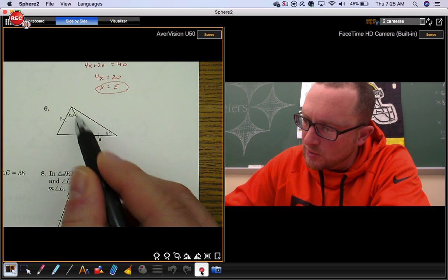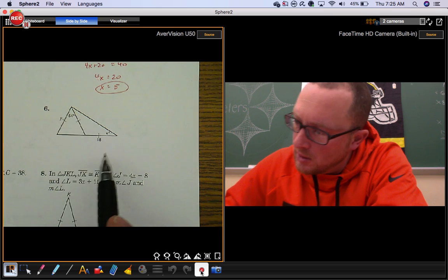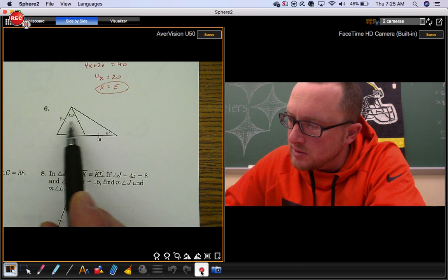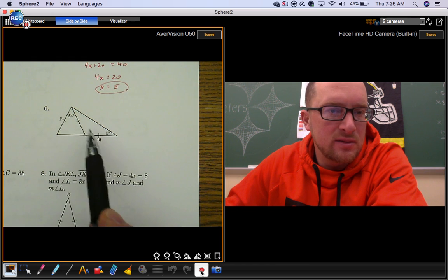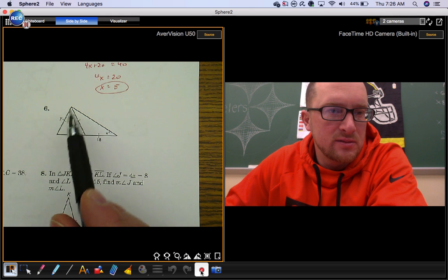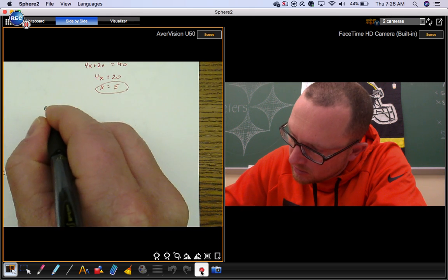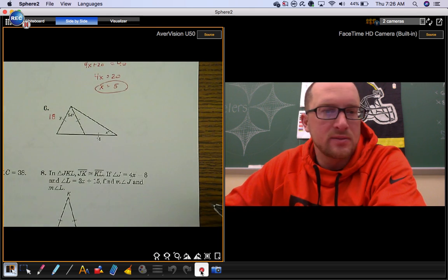Here's an isosceles triangle. Notice how these two sides are the same, and these two sides are the same. So if this side's 18, this side's 18. This side's 18. That's how long that side is.